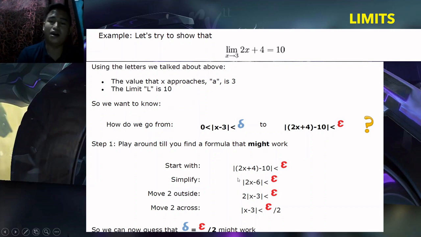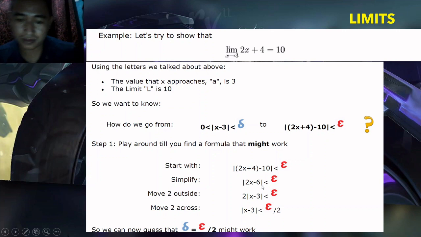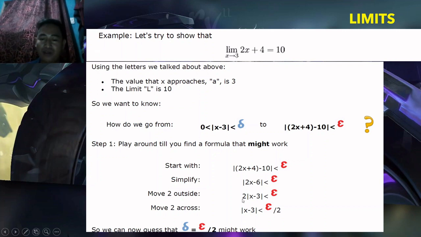We can take 2 out of the absolute value because it is a product with the absolute value of 2. So 2 times the absolute value of x minus 3 is less than epsilon. Since 2 is positive, we can take it out. After that, divide both sides by 2. So the absolute value of x minus 3 is less than epsilon over 2.